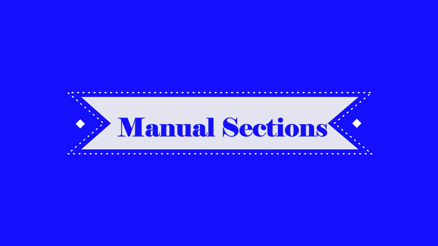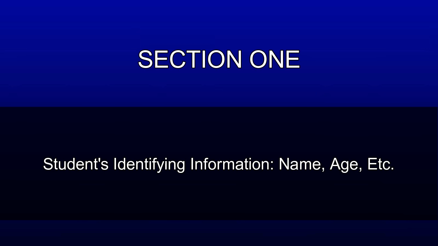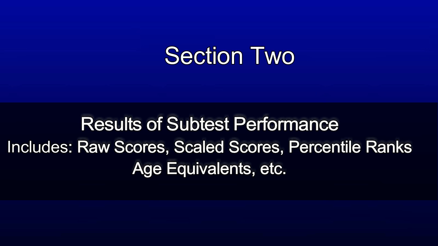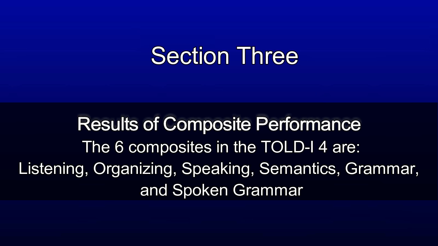The examiner record booklet contains 5 sections. Section 1 regards the student's identifying information. Section 2 is designated for results of the subtest performances. Section 3 is to record the results of the composite performance of the 6 composites measured in the TOLD I-4.